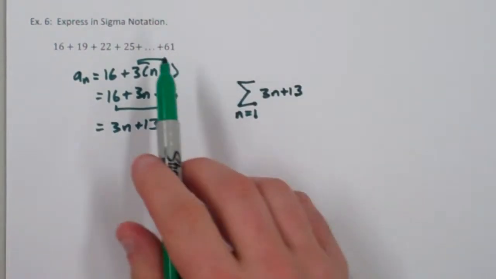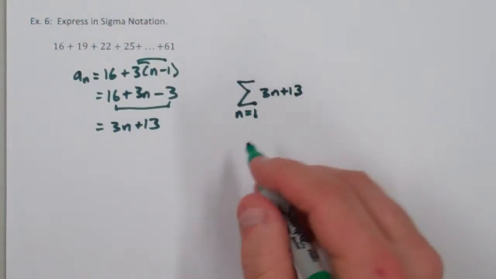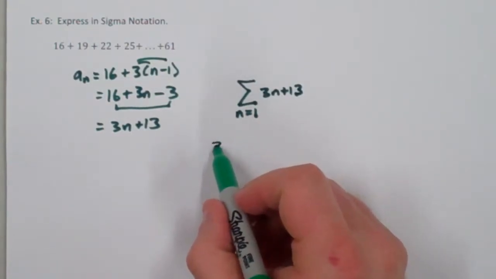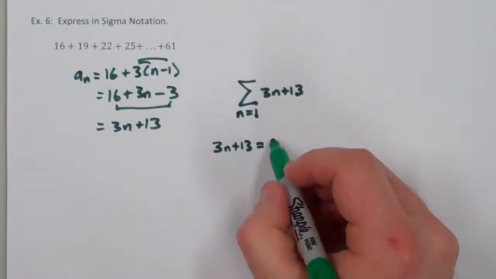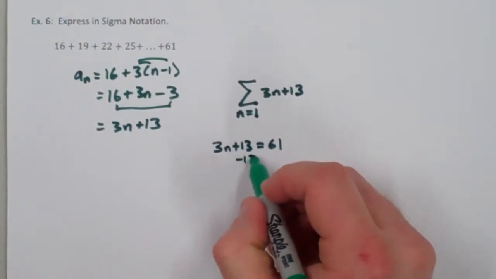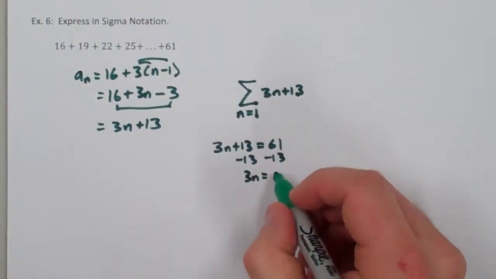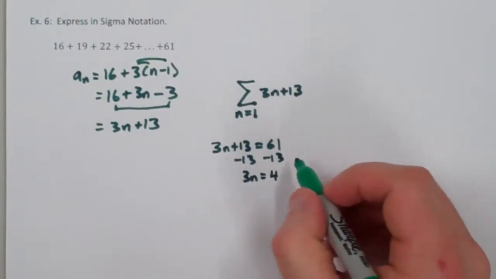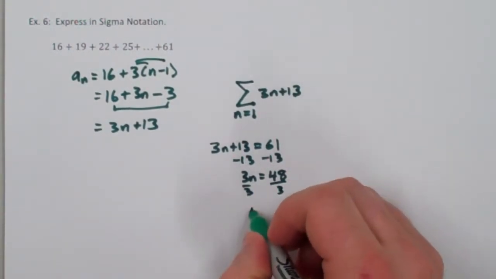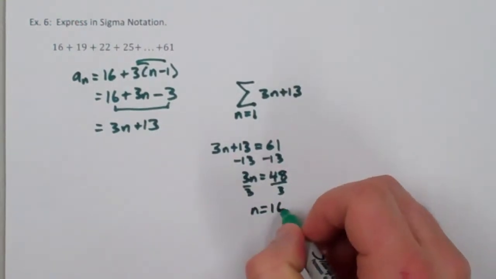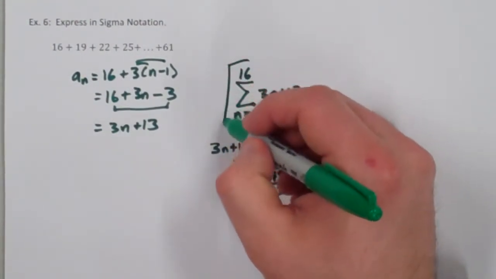If you can guess at this and figure it out quickly, that's fine. If you are having a little bit of trouble with that, that's okay as well. Just take the general term, set it equal to the value of the last term that you want. So if we subtract 13 here, we get 3n is equal to, that looks to be right about 48. We can divide by 3 and n will be 16. So that's the value that's going to go up here.